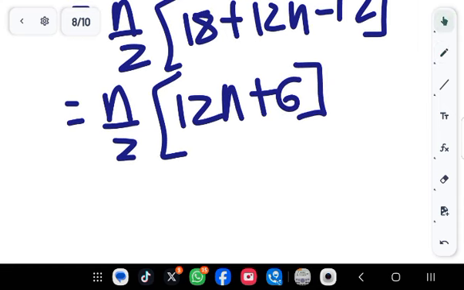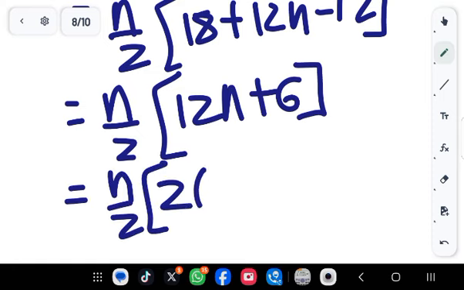Now let's multiply out. Before we do that, let's factorize. Take out a common factor of 2, and that leaves us with 6n plus 3.